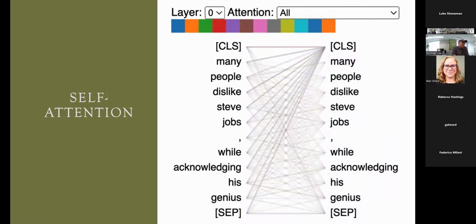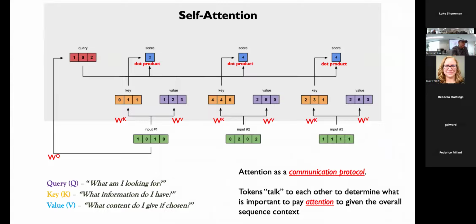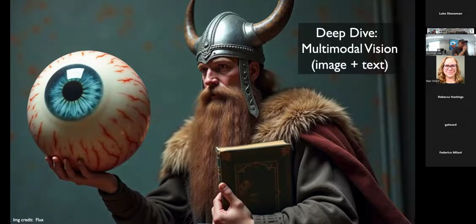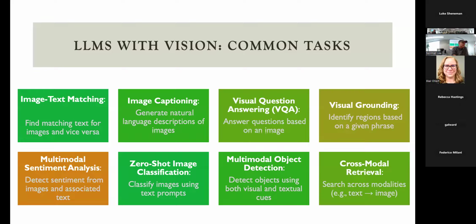So you're comparing embeddings between all the tokens. In the interest of time, I'm going to skip ahead here. I've talked a lot about language, and the reason is because it all applies now to images and audio and other modalities. But let's look at this particular case of multimodal vision, which is images and text.